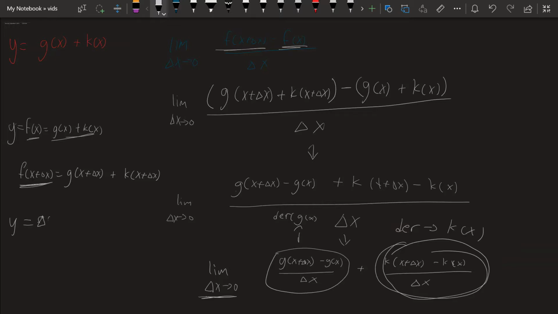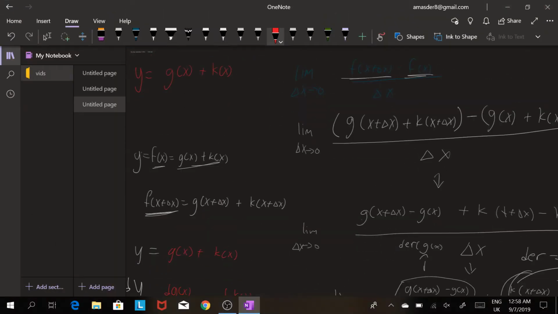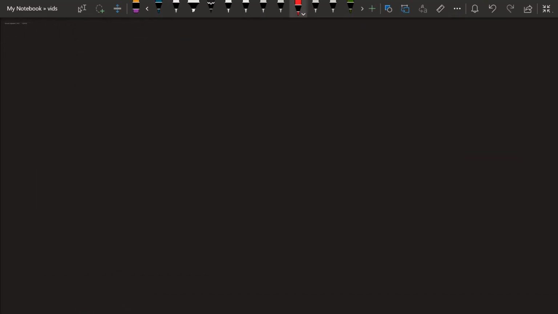If we have y is equal to g of x plus k of x, then the derivative of y is equal to the derivative of g of x plus the derivative of k of x. Now let's take an example from the book, and I'll show you how to solve it. Let's say you had page 43, example 1: y is equal to x to the power of 5 plus x to the power of 4 plus x. And they're telling you, find the derivative, find dy dx.